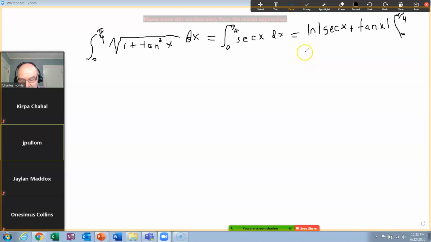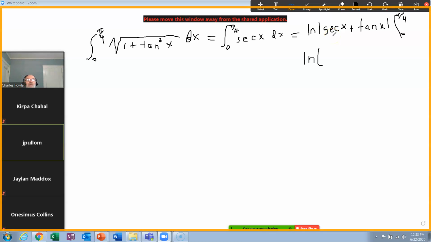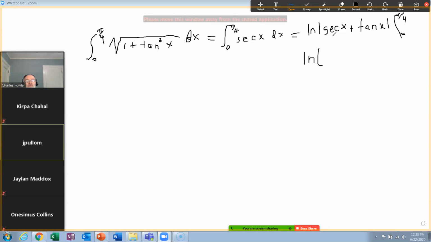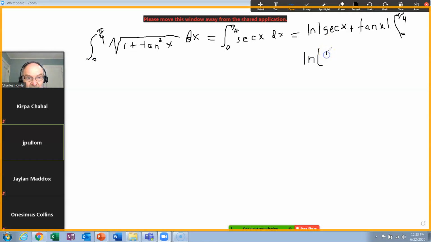So let's plug that in, and that would be the log of, we don't need absolute value bars, so let's just write it. Does anyone recall what secant of pi fourths is? Well, here's a little hint. Secant is 1 over cosine. What is the cosine of pi fourths? Well, we usually write it as square root of 2 over 2, but when you invert that, because secant is the reciprocal of it, that would just be root 2. So this would be the square root of 2 plus, anyone remember what tangent of pi fourths is?